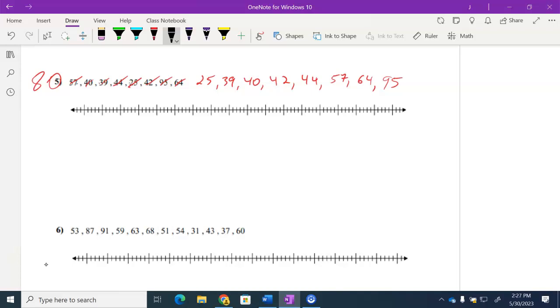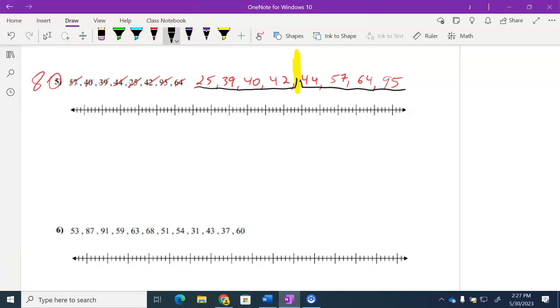All right. Once you have that, then you split your data in half. So half of 8 is 4. So 1, 2, 3, 4. That's your first half. That's the lower half. And this becomes the upper half. So your median is in between these two numbers.